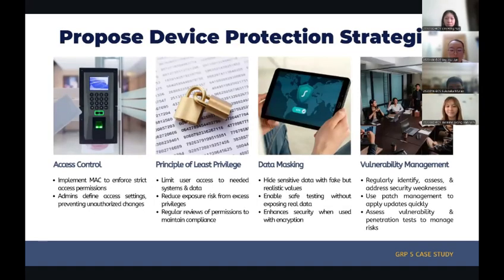Now we will discuss the proposed device protection strategy. First is access control. Implement MAC to enforce strict access permissions. MAC means that only system administrators can set the permissions, so the user can't change them. This can prevent unauthorized changes. Principle of least privilege: limit user access to needed systems and data. Staff should only have access to the systems and data required for their jobs. This can reduce the exposure risk from access privileges. The company should regularly review permissions to maintain compliance.